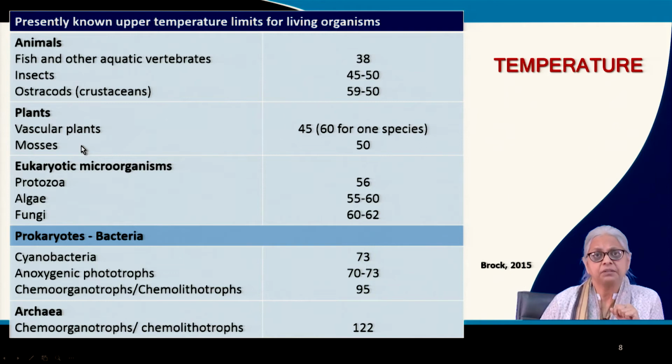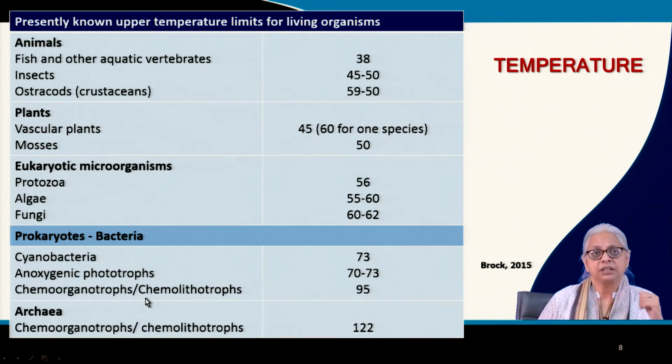Plants are generally more sensitive. Vascular plants cannot survive beyond 45 degree centigrade. For one species, it was 60 degree centigrade. Moss, which is a type of plant, has an upper limit of 50 degree centigrade. Eukaryotic microorganisms: protozoa, 56 degrees; algae, 55 to 60 degree centigrade; fungi, 60 to 62 degree centigrade.